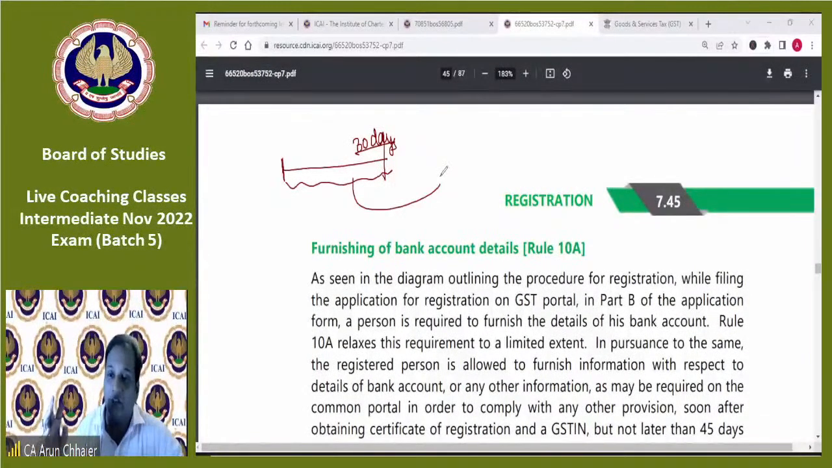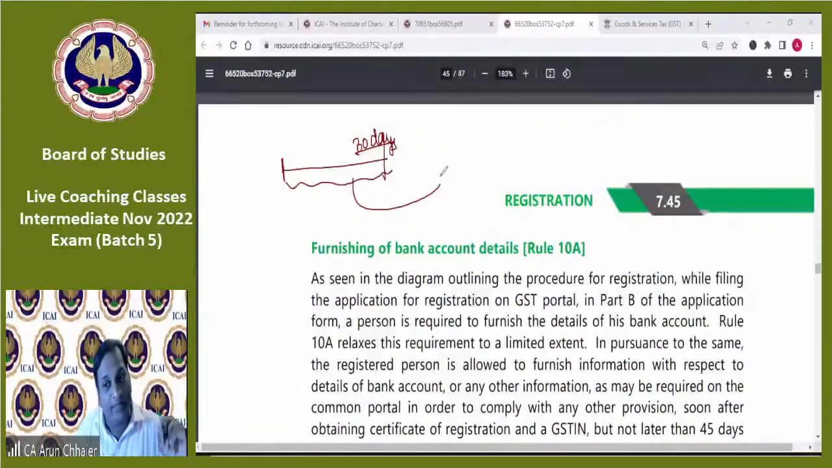My turnover crossed the threshold limit. Do I have to stop the business and wait for registration? No. I should make an application within 30 days. And once the Aadhaar number is received, then I can obtain all the ITC of the prior date of the liability till date of registration. I have to issue revised invoice. Just wait for some time.